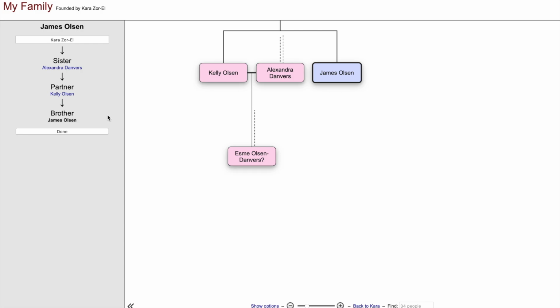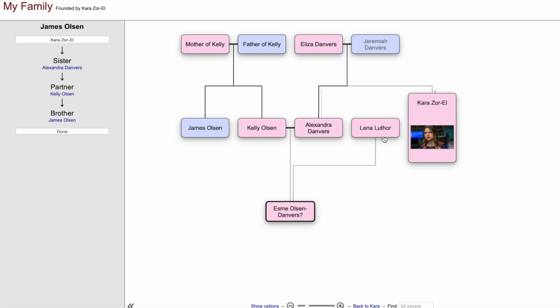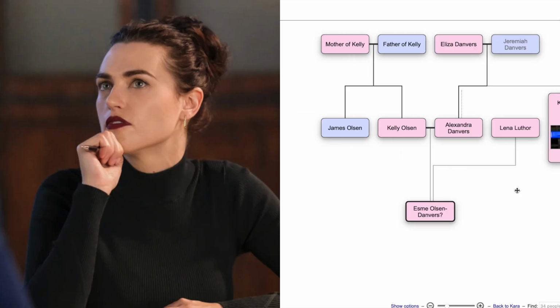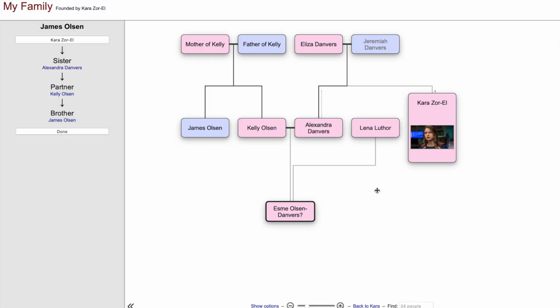Why is that a word? And the fact that I didn't have to look that up, like I knew that. A gender neutral term for niece and nephew is nibbling. But anyway, I have this little faint gray line, which usually means adoptive, but in this instance, it does not. I wanted to add Lena because technically Lena is Esme's godmother. Alex and Kelly asked Lena to be Esme's godmother in the series finale.